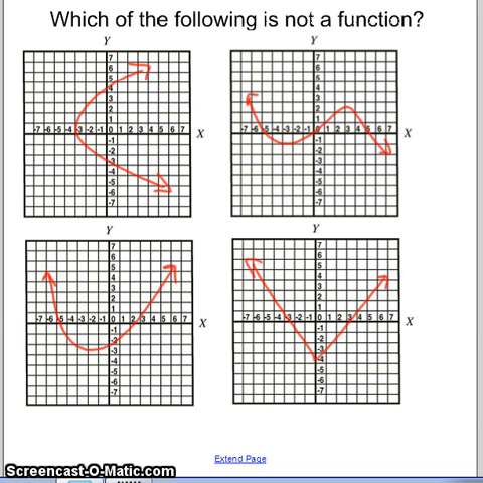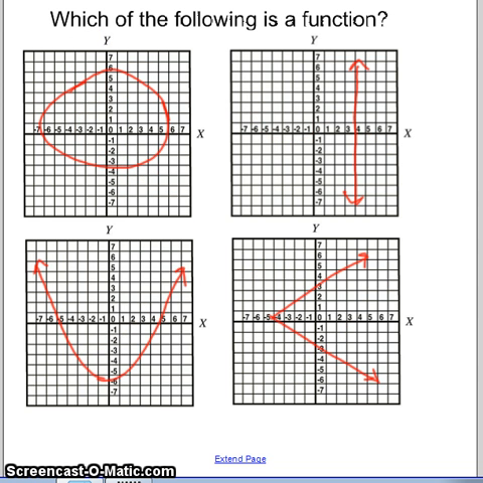Sometimes you'll get the graphs and you'll be asked to determine which of the following is not a function. Well, one of these is not a function, and the way we test it on a graph is by using the vertical line test. Notice how I've drawn a vertical line here and I've hit this curve twice. That means that it's not a function.